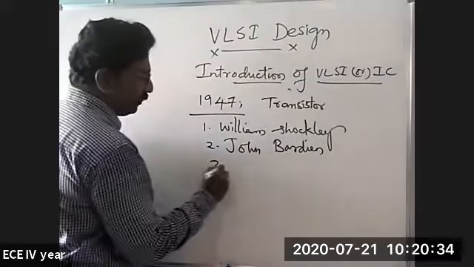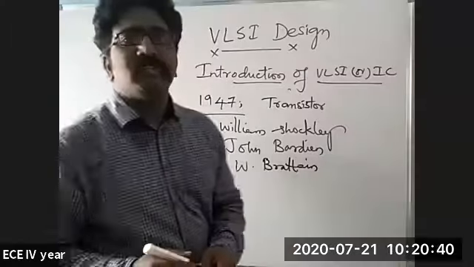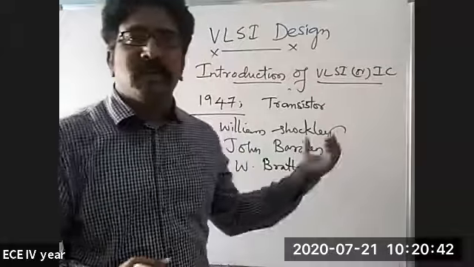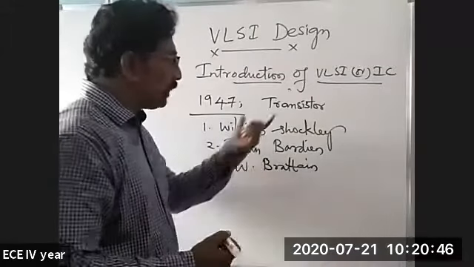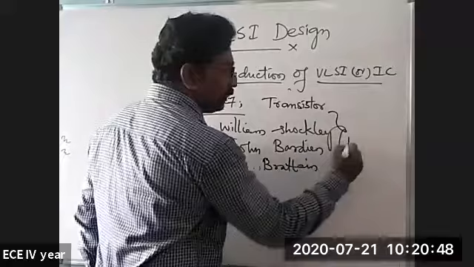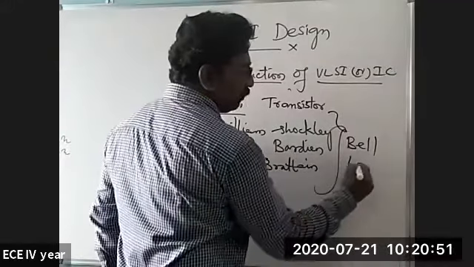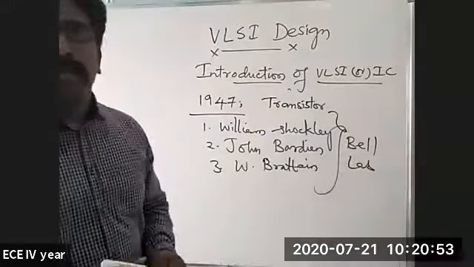John Bardeen, and W.H. Brattain. These are the three main scientists who worked upon this device called the transistor, and they invented it. These are the scientists who used to work at Bell Laboratory.